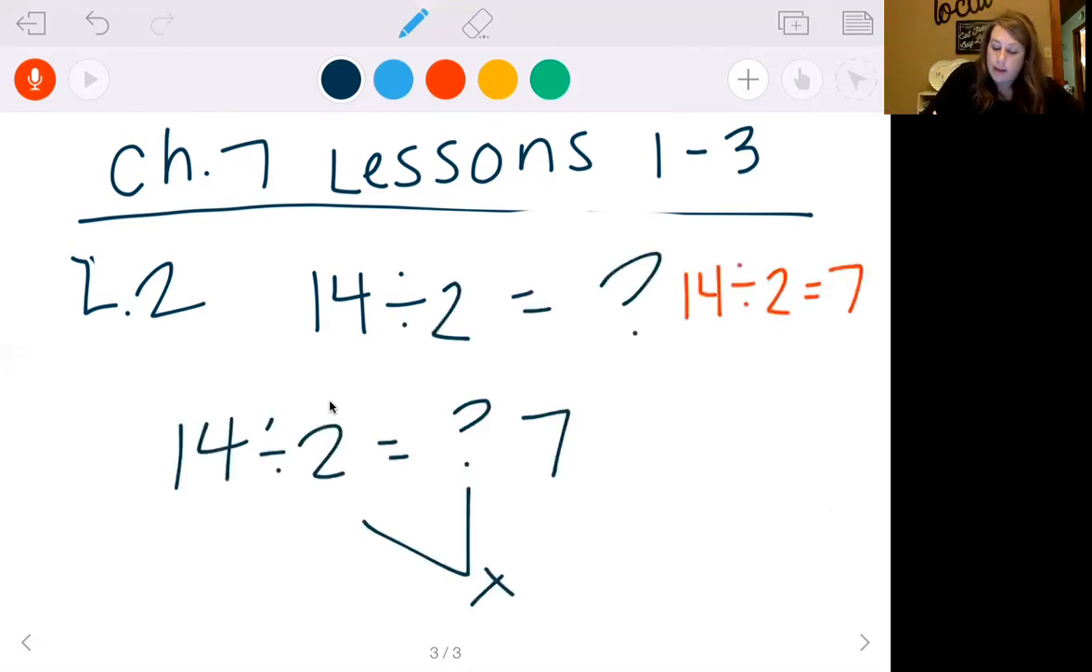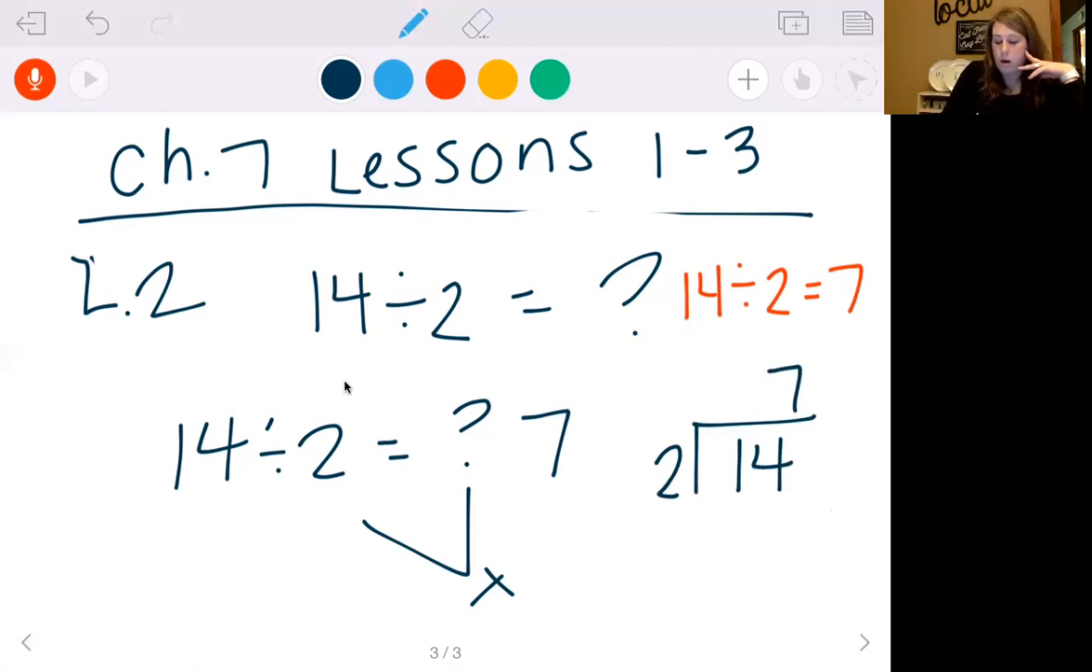Another way you can write that is our little house. We would put 14 in the middle. Our divisor is on the outside. So think about divisor as something we're dividing by. And 7 is our answer, so we write it up here. It's completely up to you how you want to write it. They're both correct. So let's look at 1, 2, and 3 that they give us on page 144.